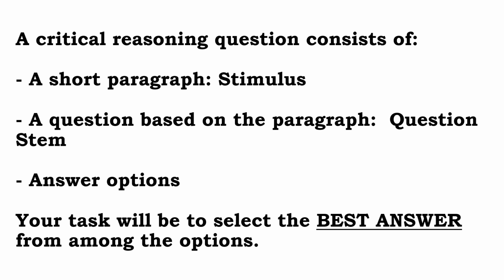So see here, you have to understand that the task is not to find the correct answer. The task is to find the best answer. So when you are asked to find the best answer, it automatically follows that there will be more than one correct answer for the question in the critical reasoning section. Because best answer obviously means that there will be more than one correct answer. Otherwise, the question will ask you to find the correct answer only. So this is why the critical reasoning section becomes slightly difficult, because there will be more than one correct answer. Your task will be to select the best answer.